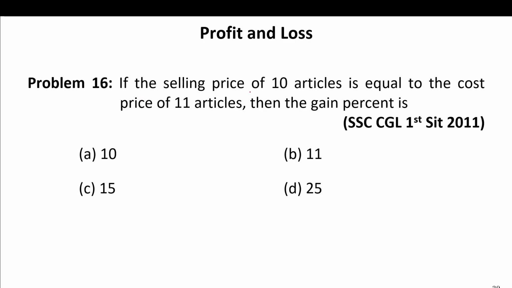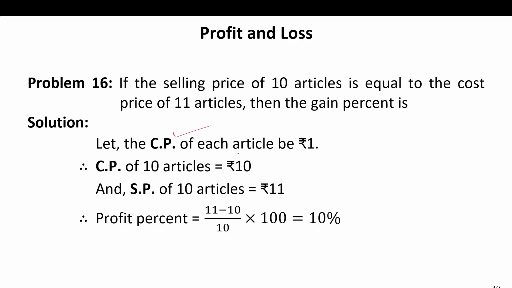So let's see, if the selling price of 10 articles is equal to the cost of 11 articles. Okay. So if one article costs 1, 11 articles will cost 11 rupees. So then the gain percentage is equal to what? Okay. So CP of each article will be 1 rupee. Then CP of 10 articles will be 10 rupees. SP of 10 articles is equal to 11 rupees. So profit percentage will be 11 minus 10 by 10 into 100. That is 10%.